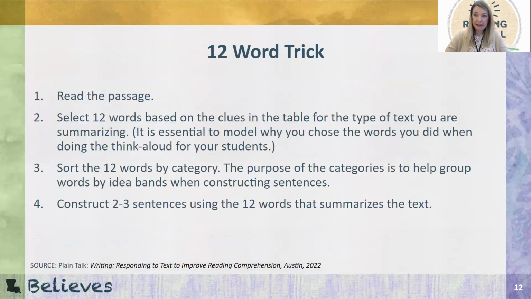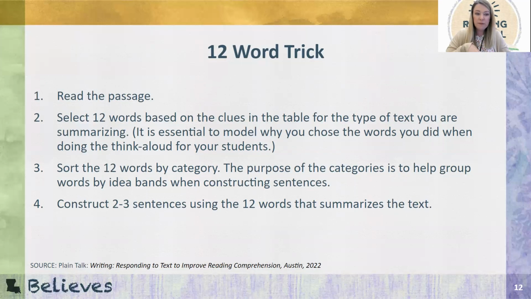So first you're going to read the passage to them, or you can read it as a class. Select the 12 words based on the clues in the table for the type of text you're looking for. And in a second, we're going to be focusing on that nonfiction text. So we're going to be looking for those things. It is essential to model why you chose the word you did when doing the think aloud for your students. You're going to see that in a second.